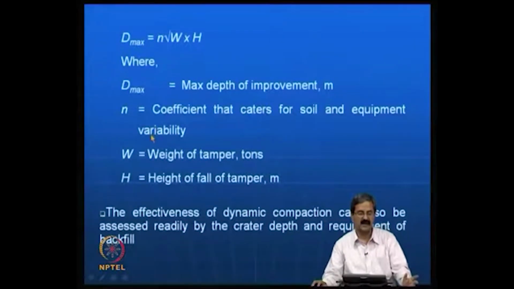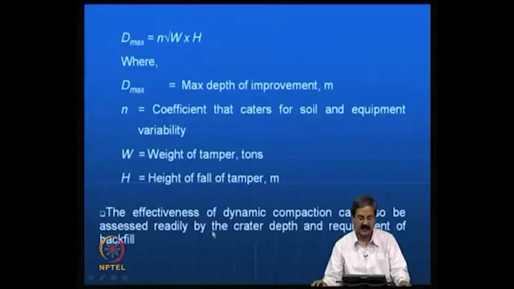N is a term, like we say that WH is energy, but there is a small correlation, n into square root of W, which is related to this depth. W is the weight of tamper in tons and H is the height of fall in meters. So, the effectiveness of the dynamic compaction can also be assessed readily by crater depth and requirement of backfill.